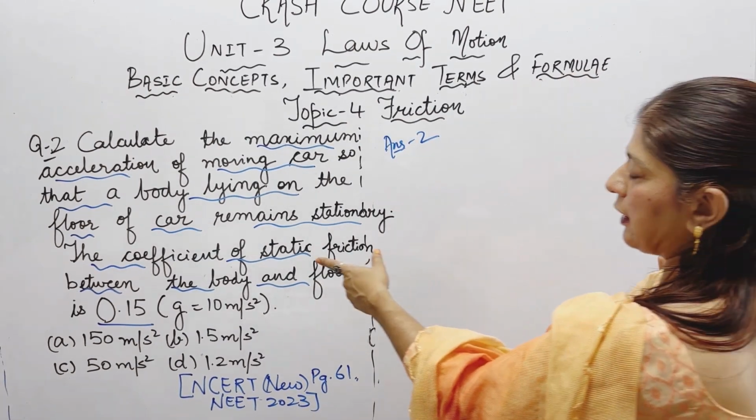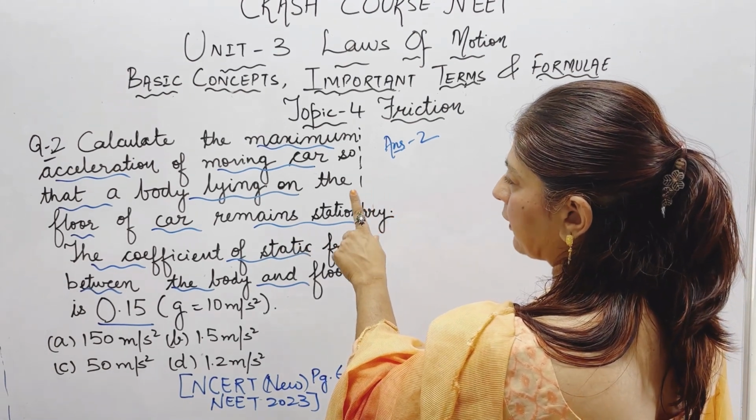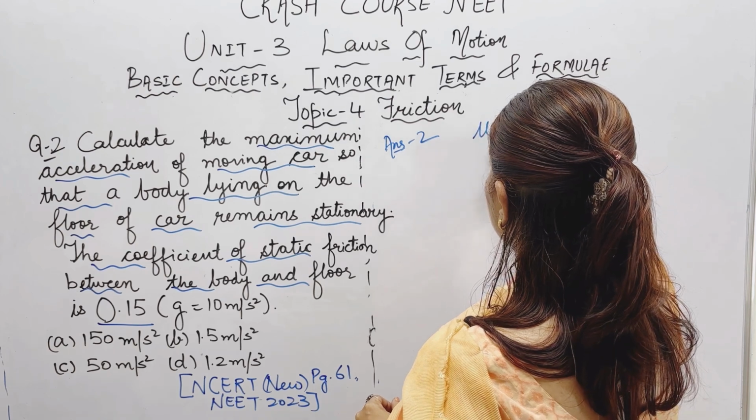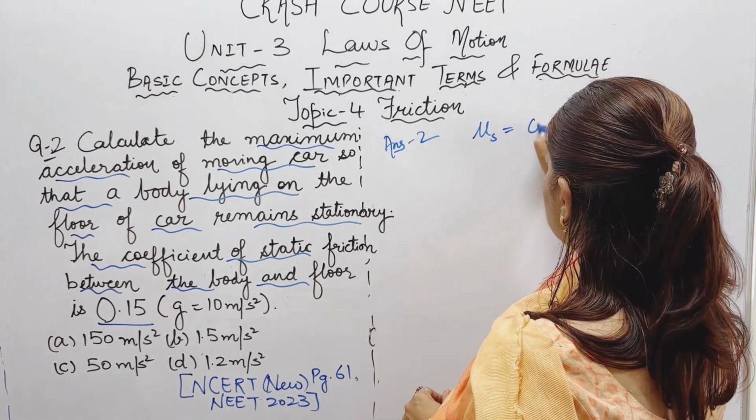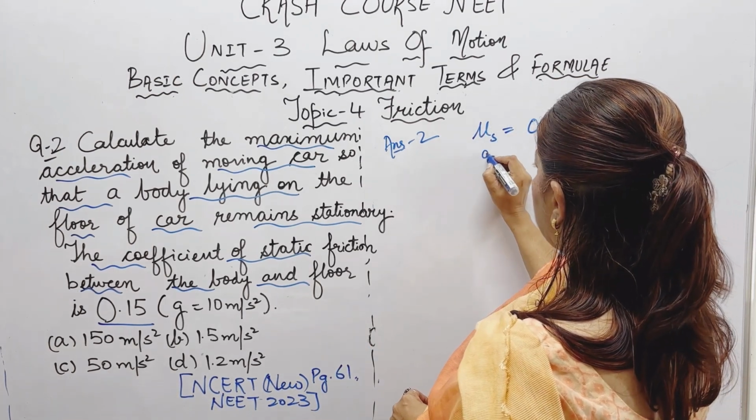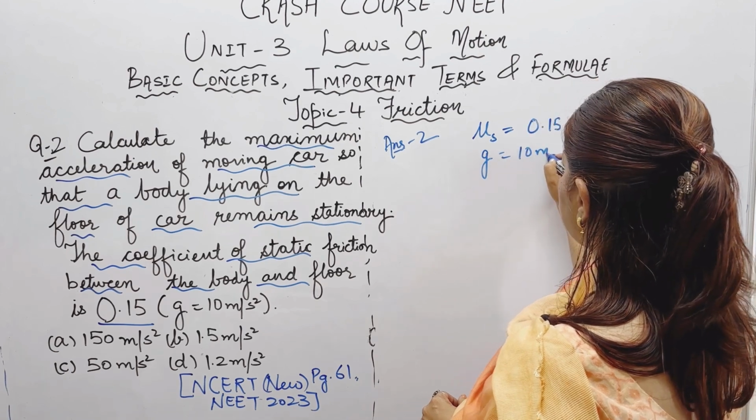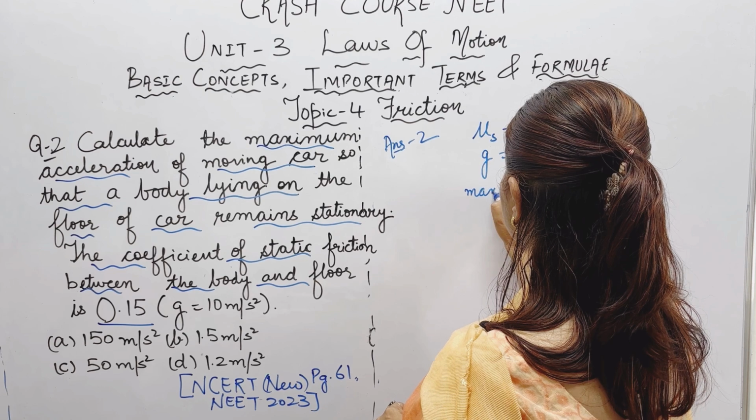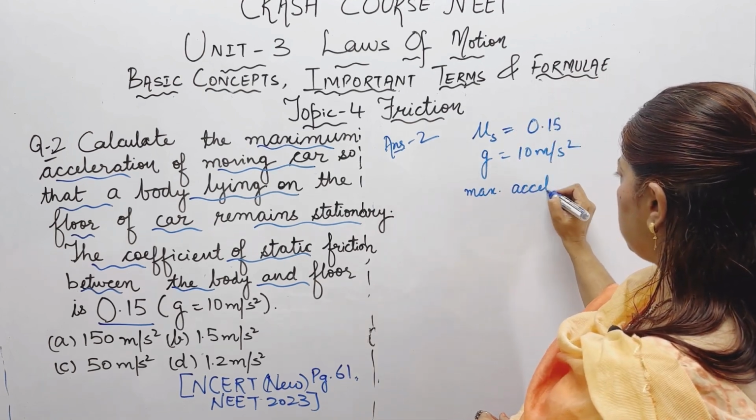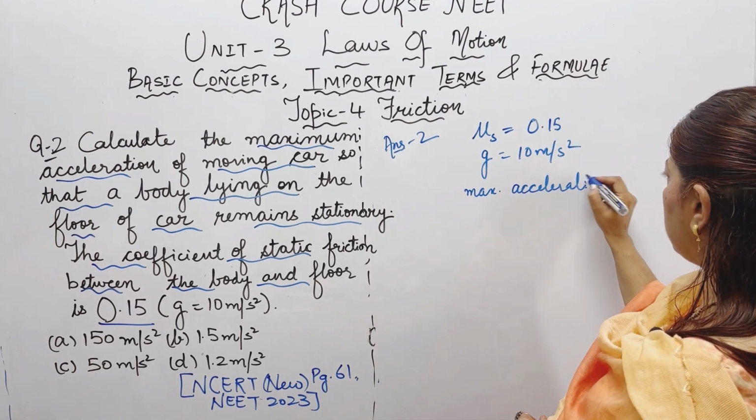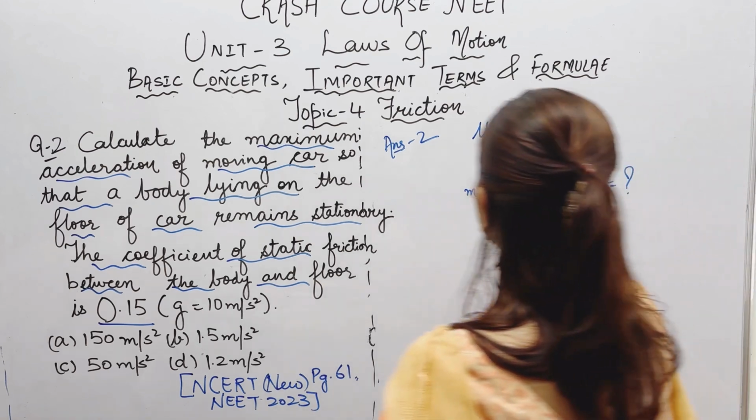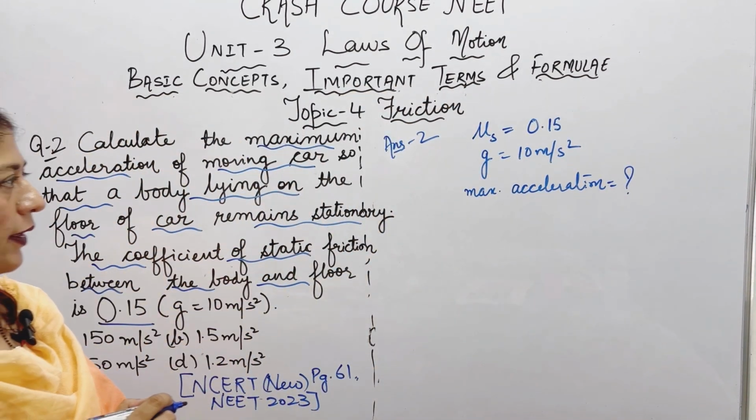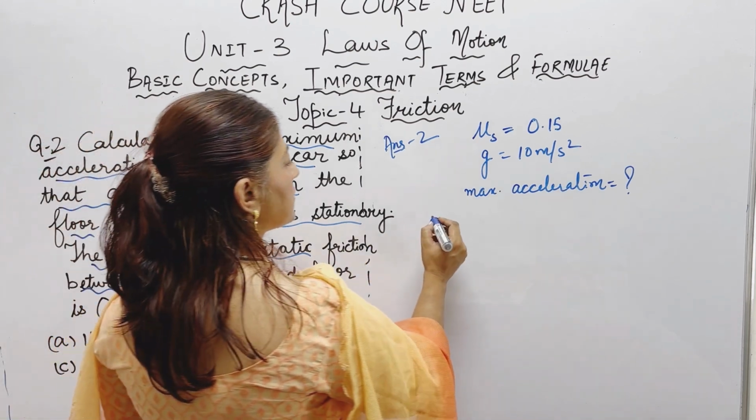Take the things that are being given. We have to calculate the maximum acceleration and the coefficient of static friction. Mu s is given to us as 0.15. Acceleration due to gravity is to be taken as 10 meter per second square, and the maximum acceleration is to be calculated in the question. So we'll be applying the formula for the same, and the question is based on the direct formula if you remember the concepts.